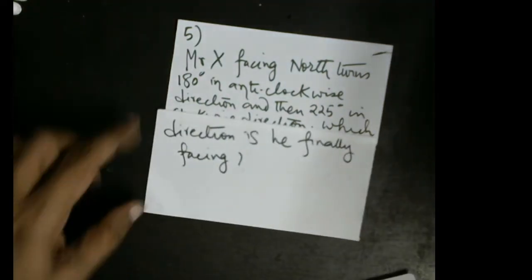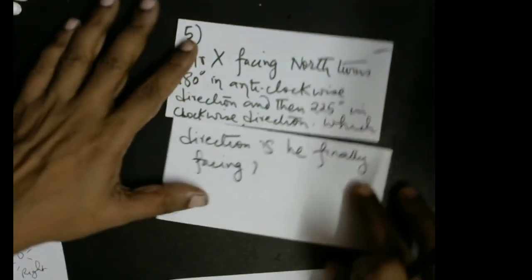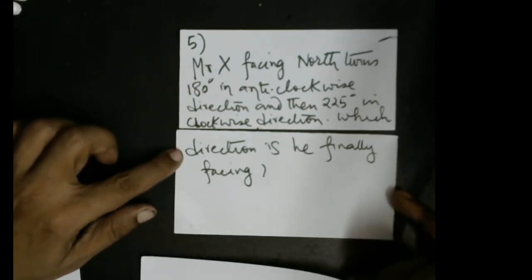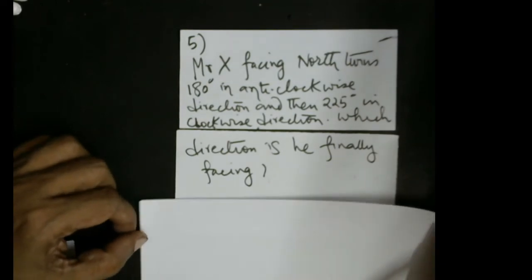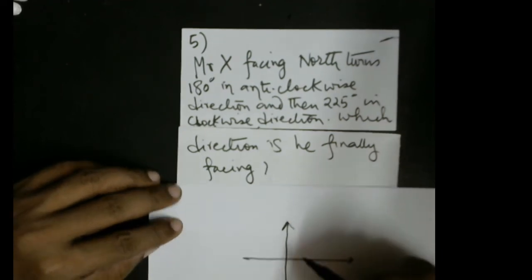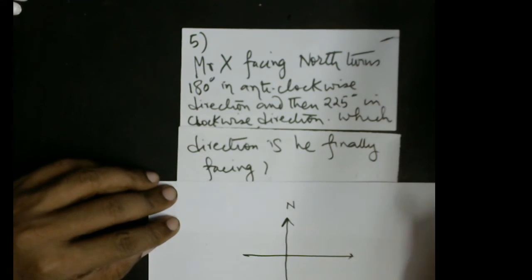Now the final type of problem which I want to discuss is angular movement. Angular movement means some rotation. Mr. X facing north turns 180 degree anti-clockwise, then 225 degree clockwise direction. So Mr. X facing north. So this is the situation. Facing north, Mr. X.